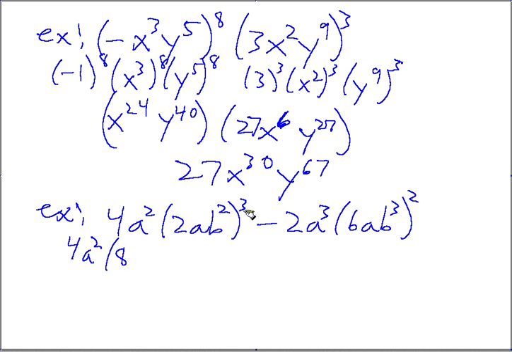All right, a to the 3rd, well, a cubed. b squared to the 3rd, b to the what? 6. All right, can we see that? Okay, this quantity cubed is what? 8a cubed, b to the 6.